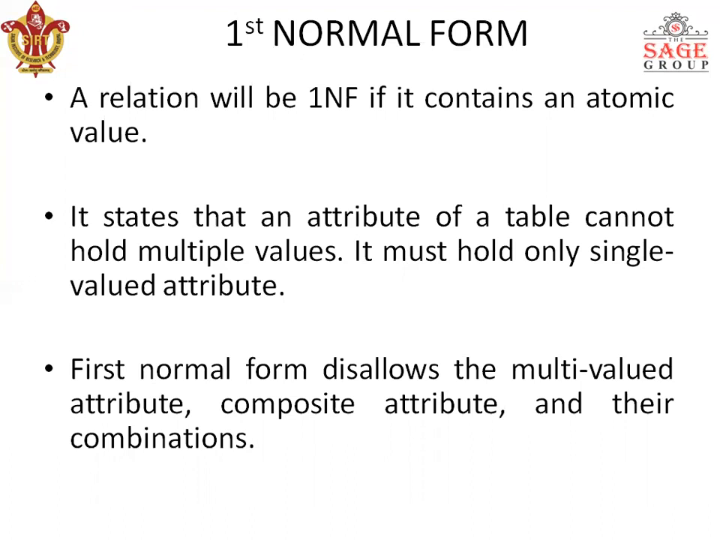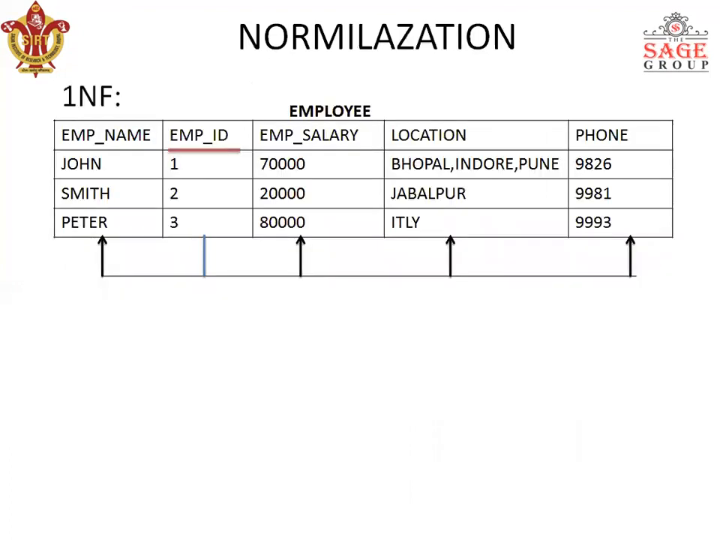Basically, first normal form is based on the atomic property. It means all the values should be atomic or single-valued. For example, we have taken an example of an employee table. In this table, we have 5 columns: employee name, employee ID, employee salary, location, and phone number. It contains 3 rows: employee ID 1, 2, 3. The names are John, Smith, and Peter. It contains some salary, locations, and phone numbers.